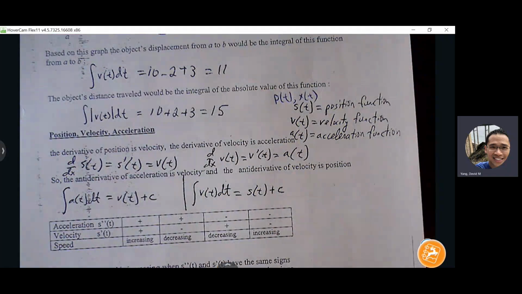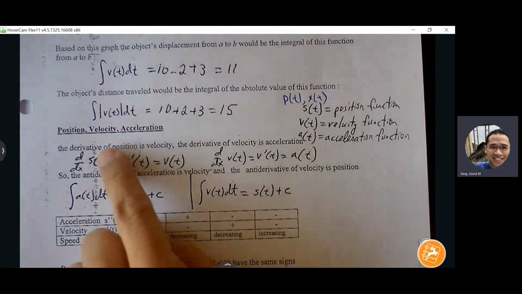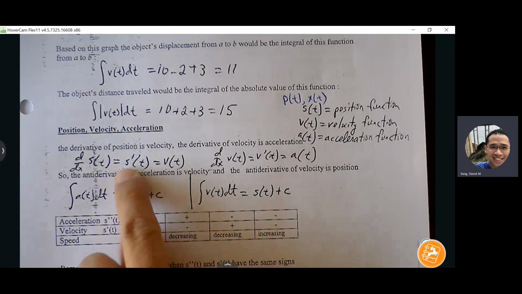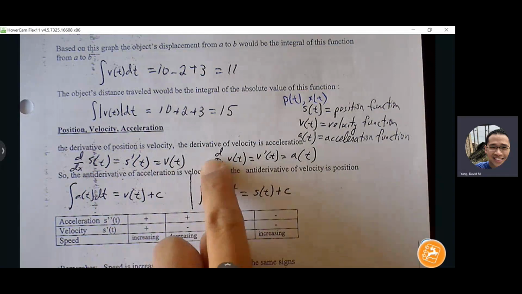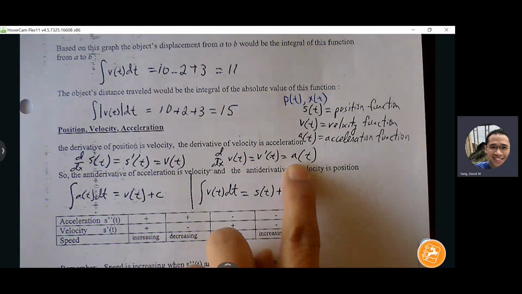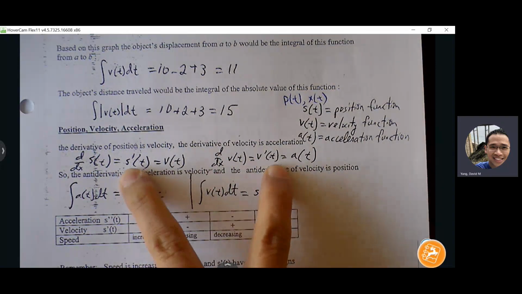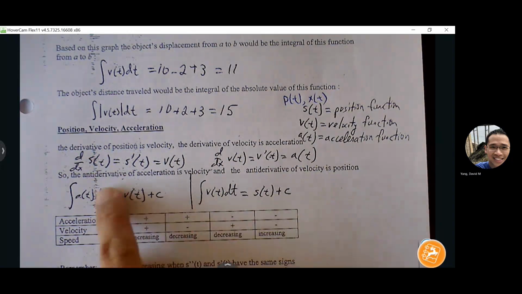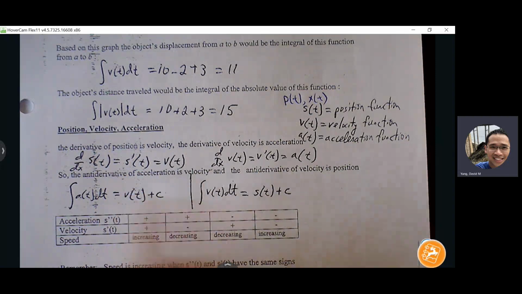Okay, v of t is velocity, a of t is acceleration. So the derivative of position is velocity. The derivative of velocity is acceleration. We know that to be true. We learned that first semester. But the antiderivative will bring me up that chain.